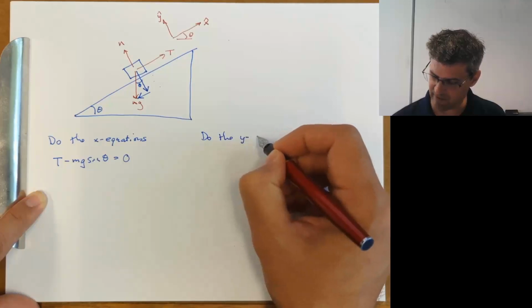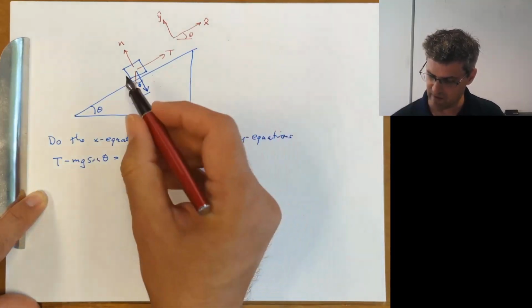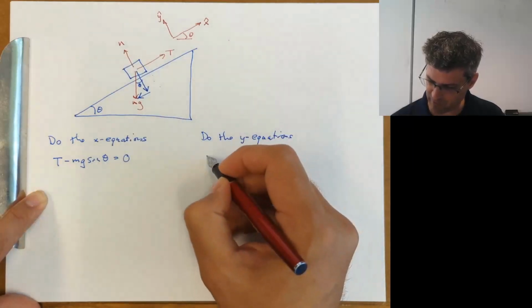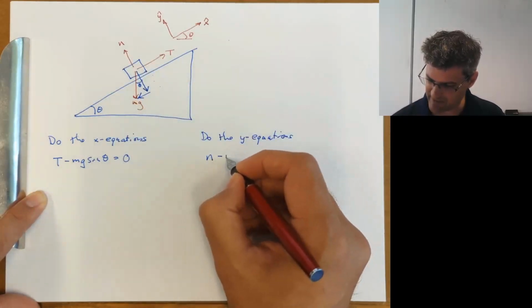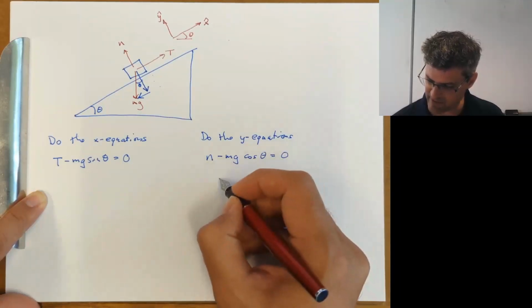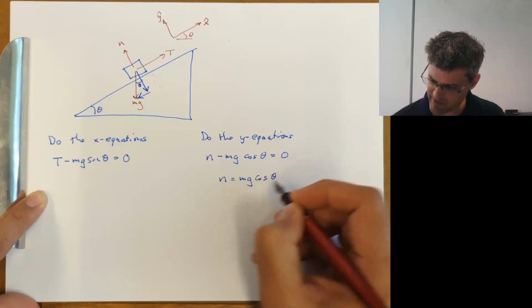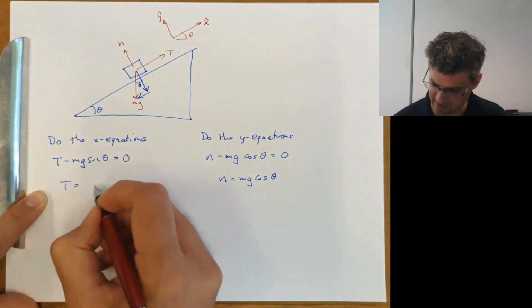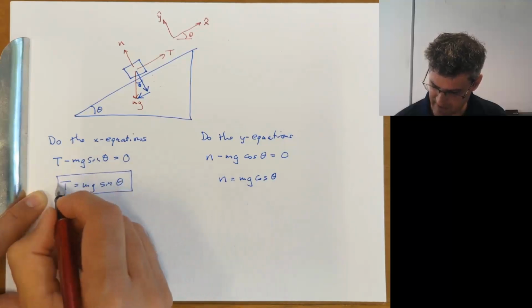Now we do the y equations. What's going on in the y direction? Well, I've got a normal force that's up. I've got an mg cosine theta down. That's equal to 0. So the normal force is mg cosine theta. The tension is mg sine theta.